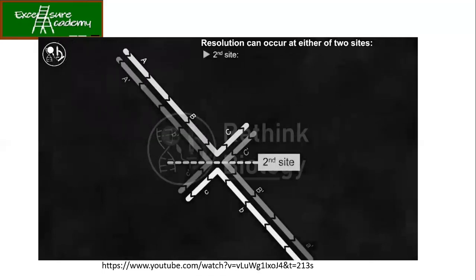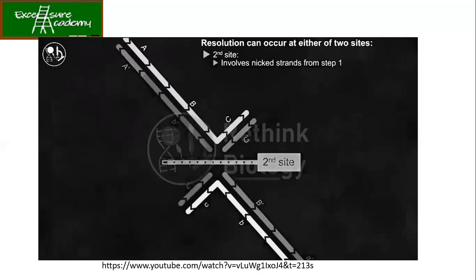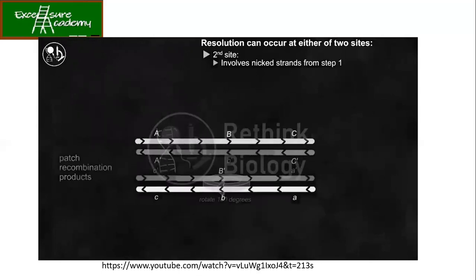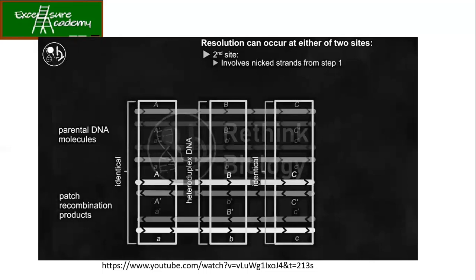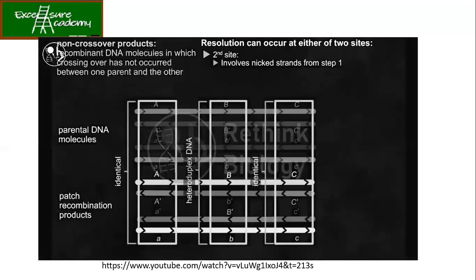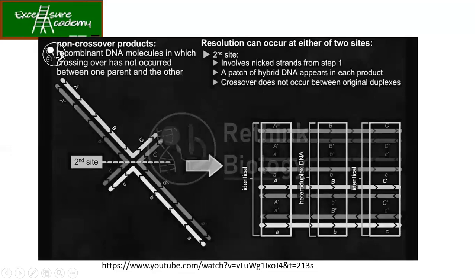The second cut site can be the pair of strands which were nicked during the first step, and they have mixed colors. As a result, the product has a patch of hybrid DNA, so it is called the patch recombination product. The product is also called a non-crossover product, as the A and C alleles have not changed their position in the new product and remain identical to the parental duplex.